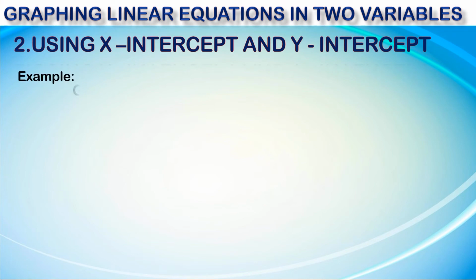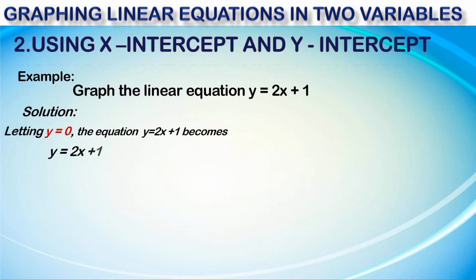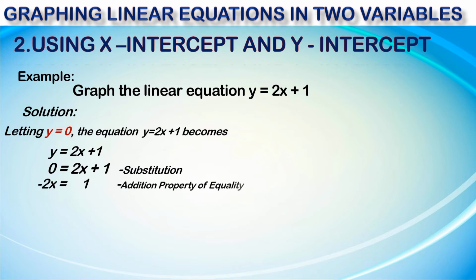Say for example, we're going to graph the linear equation y equals 2x plus 1 using the x-intercept and the y-intercept. To find the x-intercept of the given equation, let y equal 0, then solve for x. And to find the y-intercept, we let x equal 0, then solve for y. So letting y equal 0, the equation y equals 2x plus 1 becomes 0 is equal to 2x plus 1 by substitution. Then next, we eliminate 2x on the right side of the equation by applying the addition property of equality. So we have negative 2x equals 1.